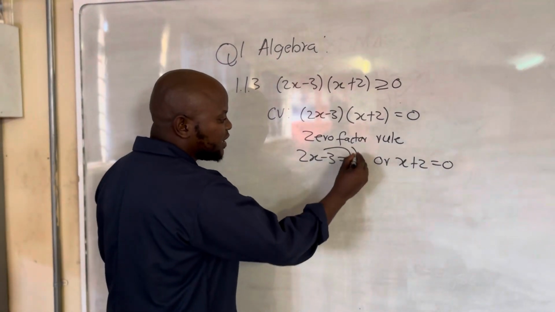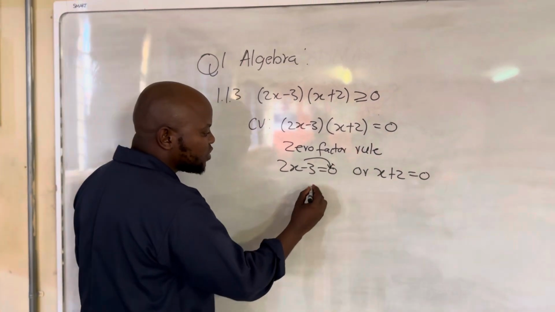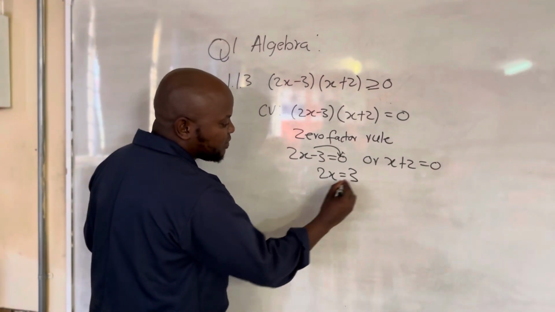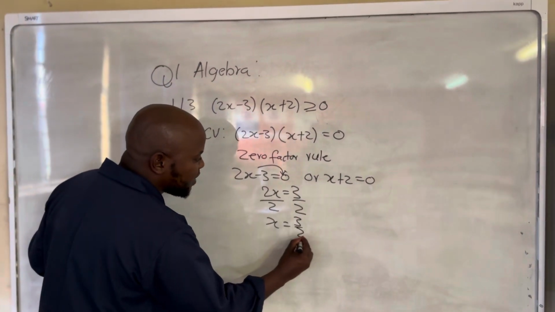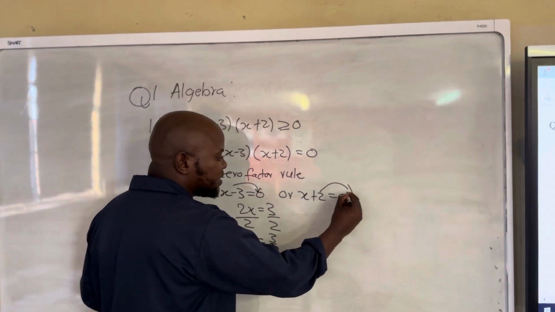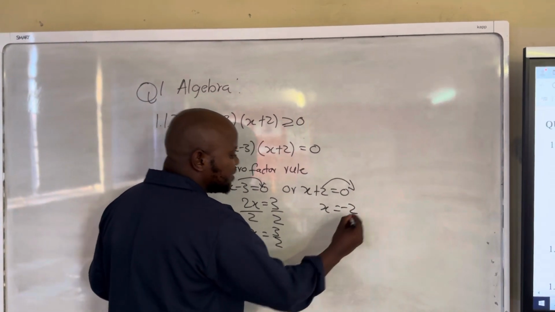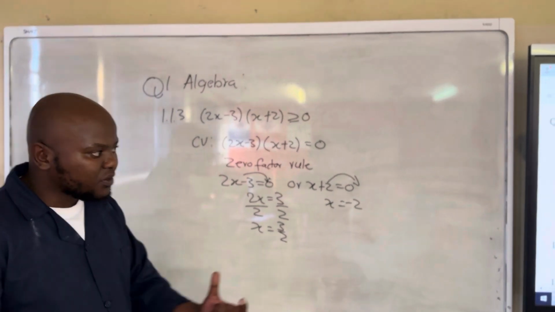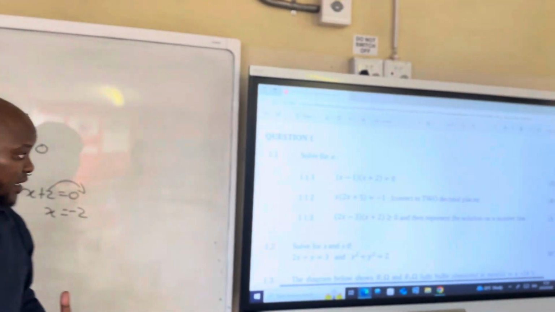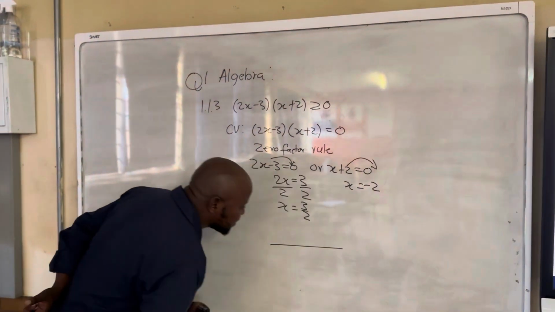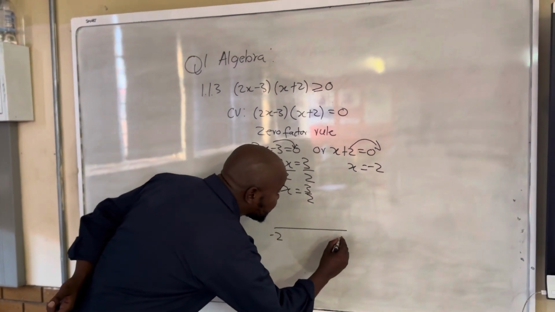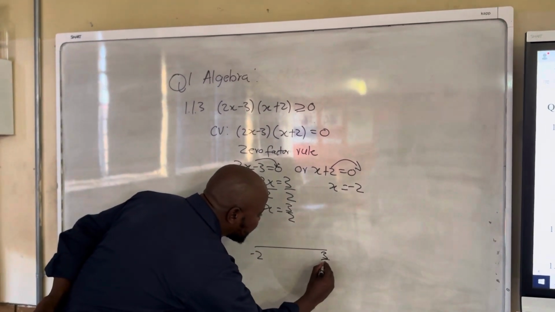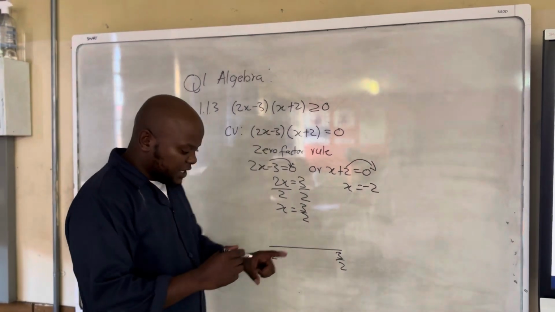We transpose this 3 to the other side, so 2x is equal to 3. Divide by 2, x is equal to 3 divided by 2. We transpose this to the other side, x is equal to negative 2. We are told to represent our answer on a number line. This will be our number line, with negative 2 on this side and 3 divided by 2. Now we check the inequality sign.